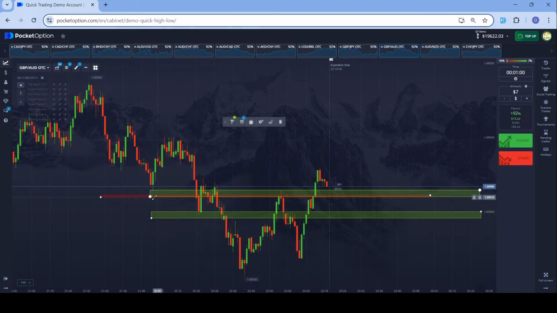Okay, it's coming down. It's coming down. It's just rejecting and checking and rejecting. Just come down a little bit, okay? Just come down.